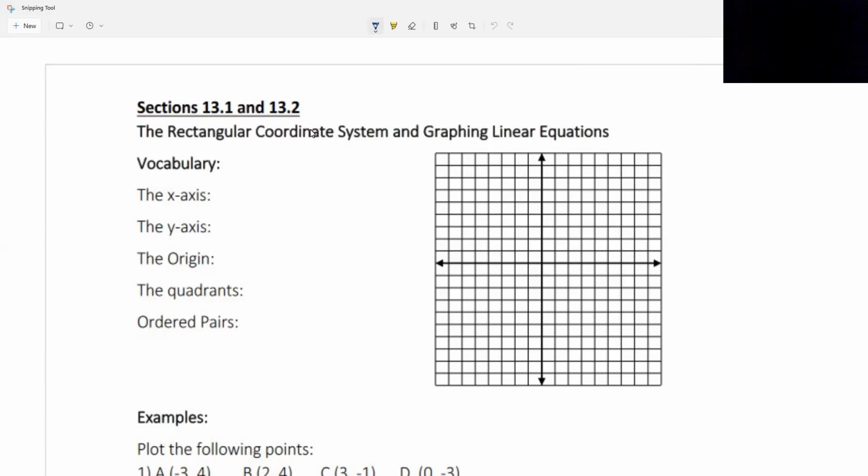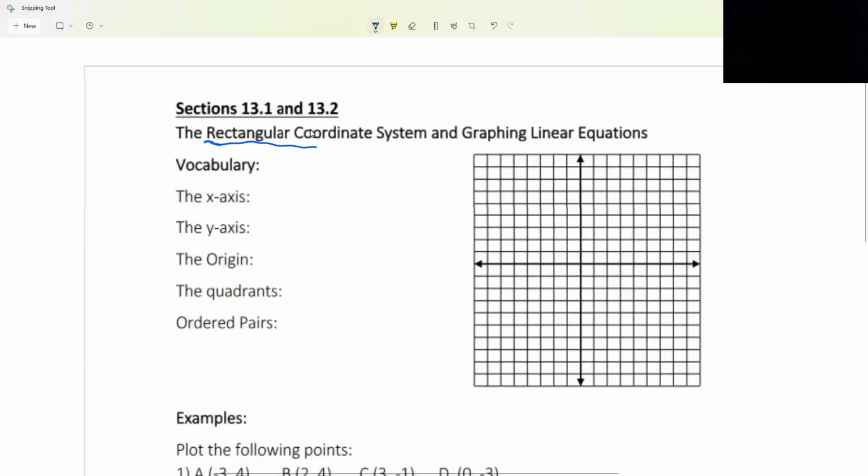This is your graphing, and when you're graphing, it's going to be 2 dimensions. So we use a rectangular coordinate system. There's a couple of things. It's not a hard unit, it's just different from what you're normally used to doing. So you've got some vocabulary to start with.